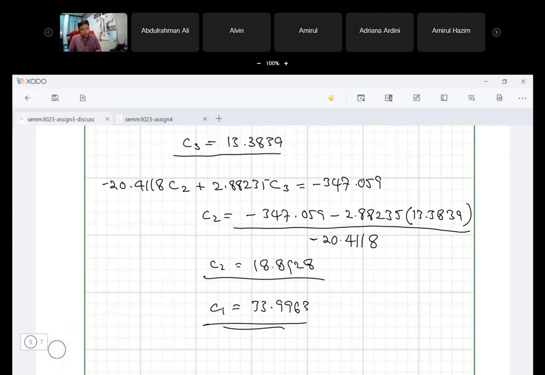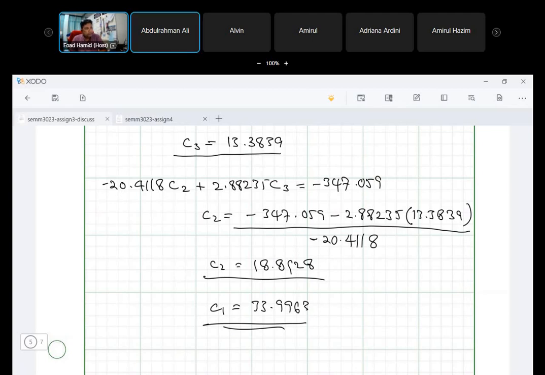So how do I know my answers are correct? Okay, stepwise, I know it is correct because this is just repetition. But how do I know my numbers, my values of C1, C2, and C3, are correct? How do I know?